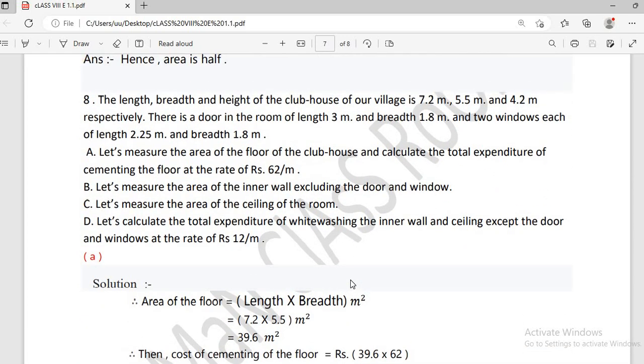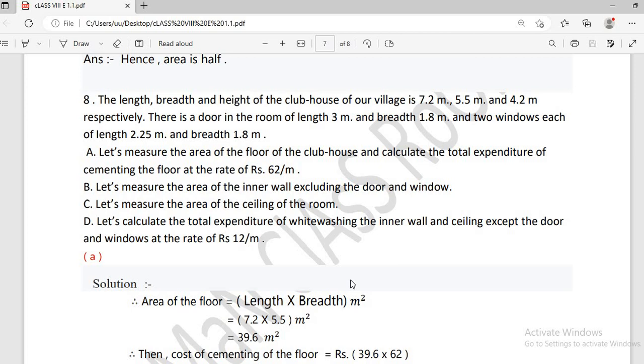The next math 8. The length, breadth and height of the clubhouse of our village is 7.2 meter, 5.5 meter and 4.2 meter respectively. There is a door in the room of length 3 meter and breadth 1.8 meter and 2 windows, each of the length 2.25 meter and breadth 1.8 meter.